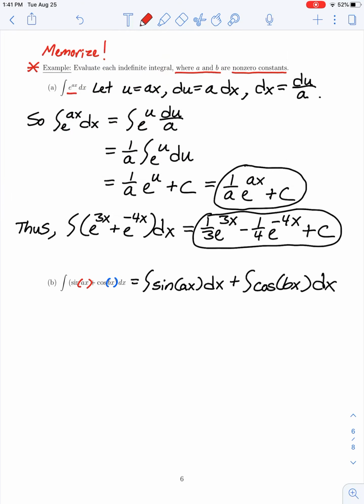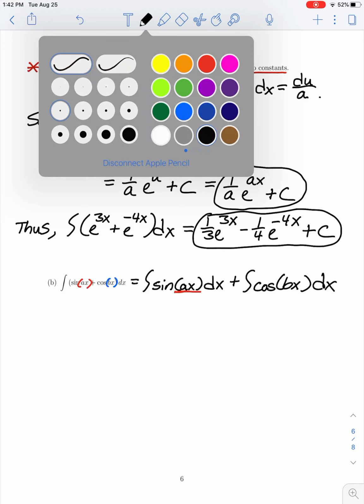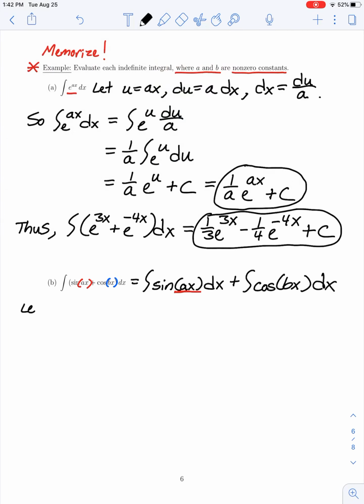So in my first integral, where I have sine of ax, let me choose u as that inner function, a times x, in which case du is a times dx, same as in our part A example, and then dx is du over a.